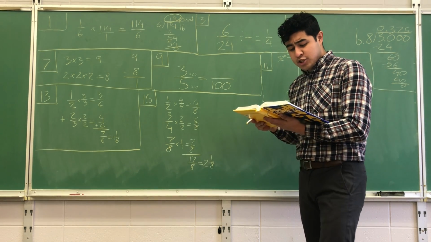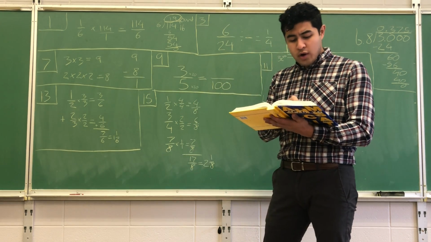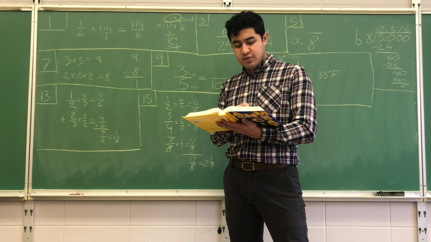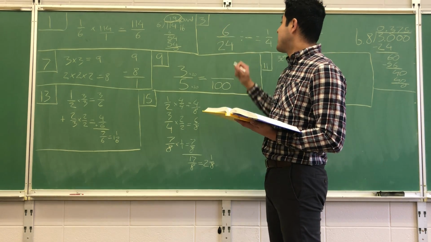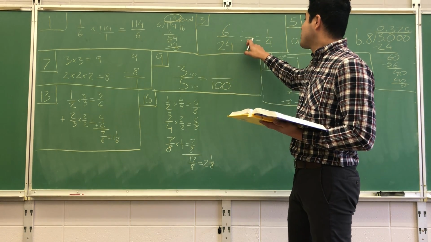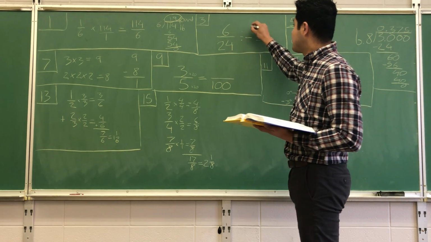We have Cupid shot 24 arrows and hit 6 targets. What fraction of his shots hit the target? So the total number is 24, and 6 of them hit their target, okay? So we need to see what number goes evenly into both of them. In this case, it's 6.